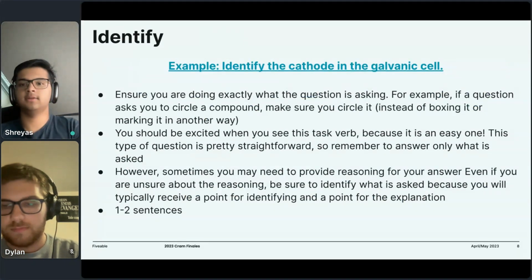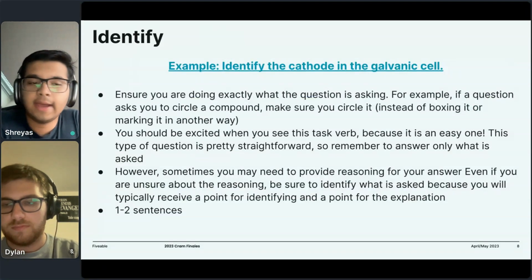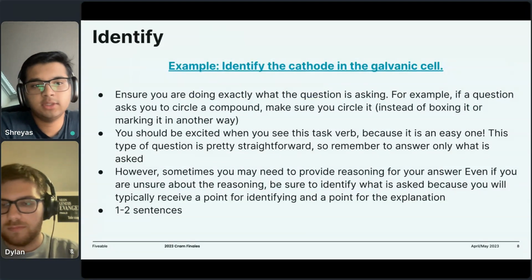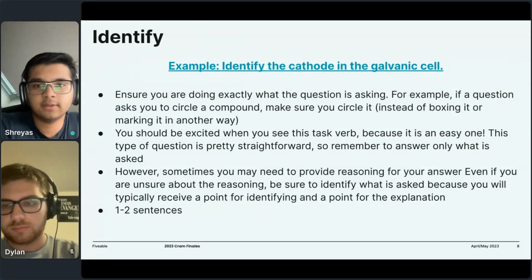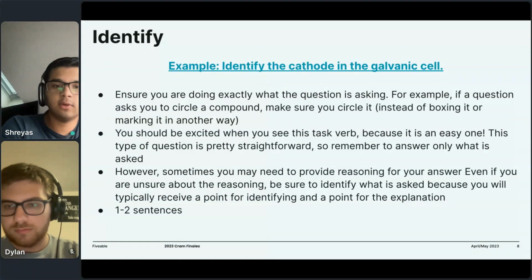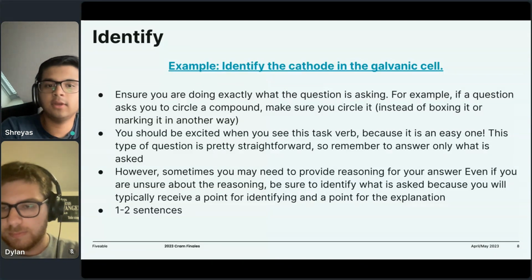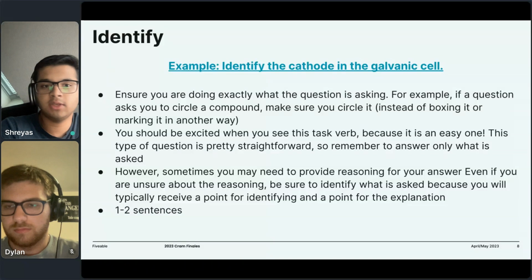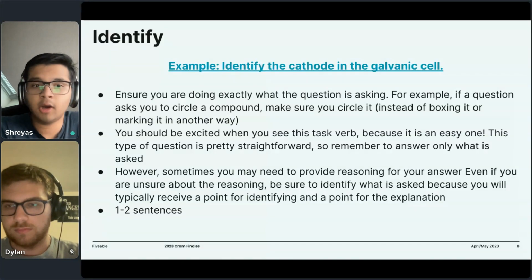And our next word that they'll probably bold in your booklet would be identify. And this is another type of question. Usually they'll ask you, like, identify the cathode in a galvanic cell. So basically, in these types of questions, make sure that you're doing exactly what the question is asking. Carefully read the question. Like if they're asking you to circle a compound, make sure you're circling a compound instead of boxing it or marking it another way.